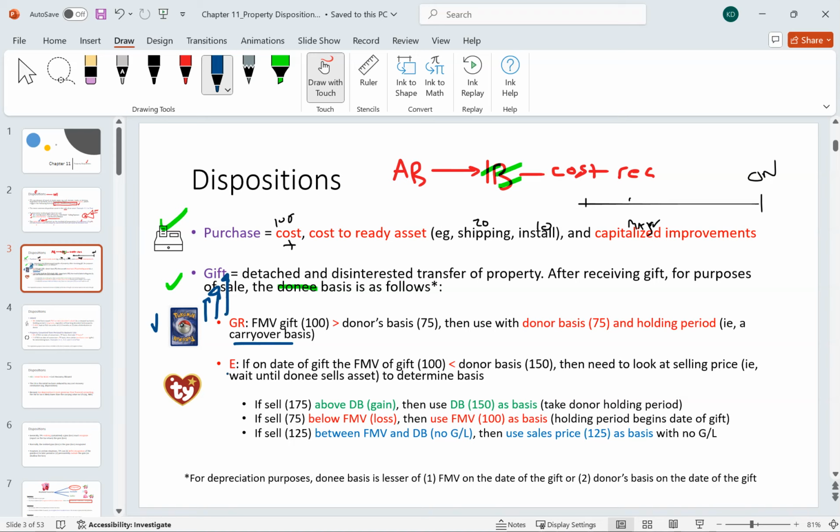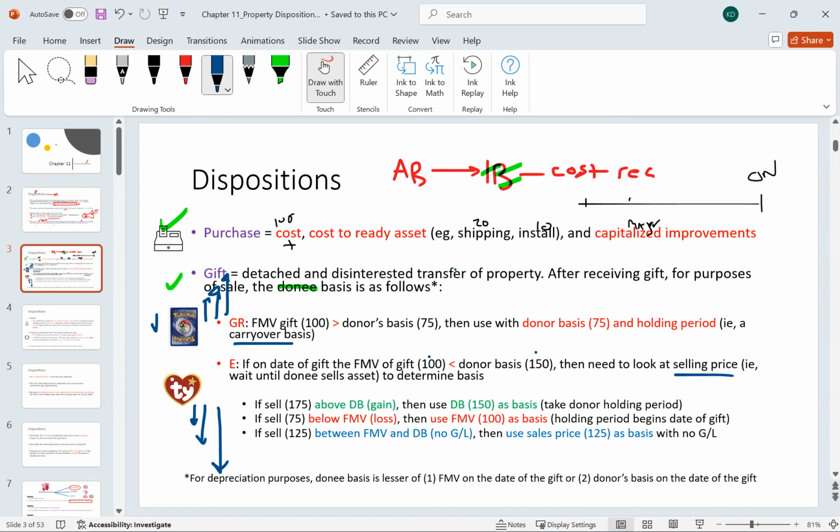On the flip side, if the property has gone down over time, like this little Beanie Baby tag, maybe grandma bought these Beanie Babies in the 90s and spent all this money, and now they're not worth anything. They're loser property from a financial standpoint. What we're saying here is if on the date of the gift the fair market value, the Beanie Baby's worth $100, but grandma paid $150, then to determine your donee basis, we have to wait until you sell that asset to determine the basis.